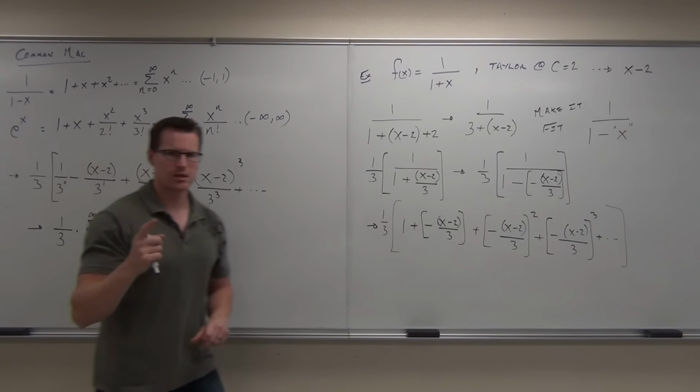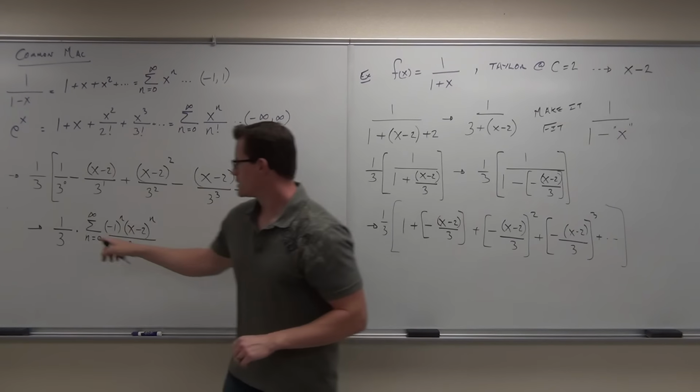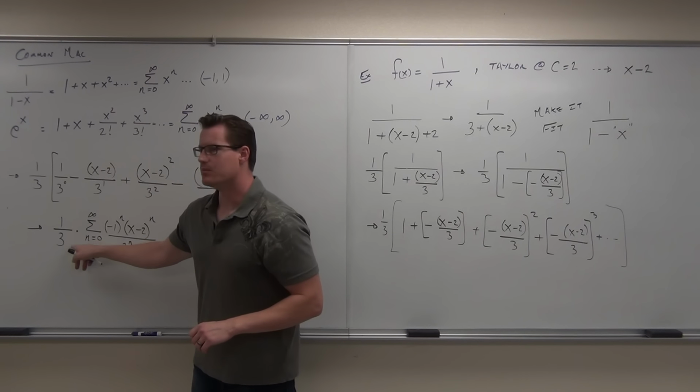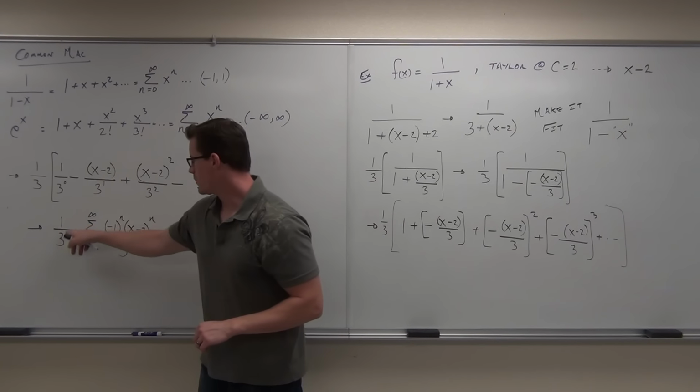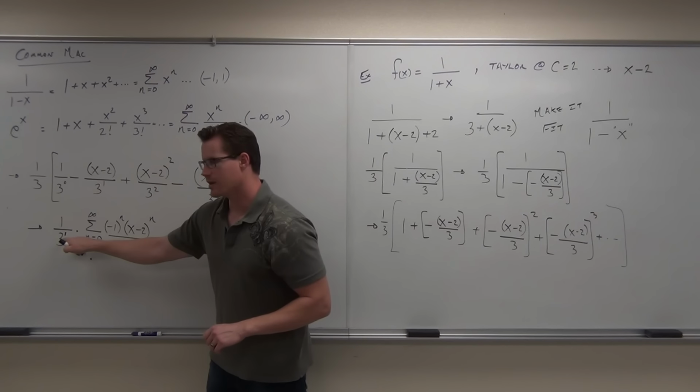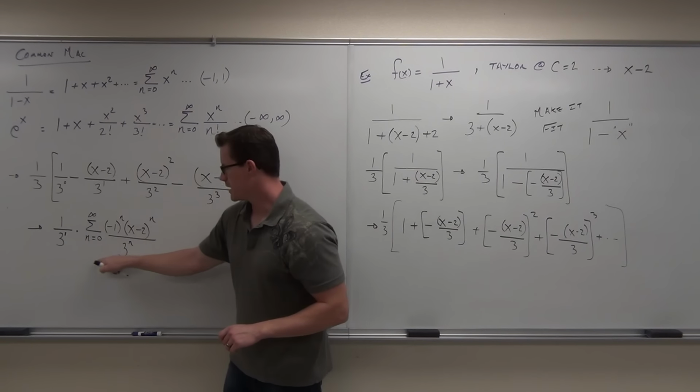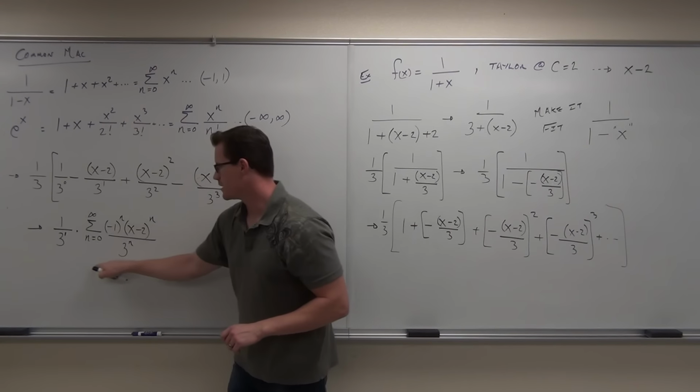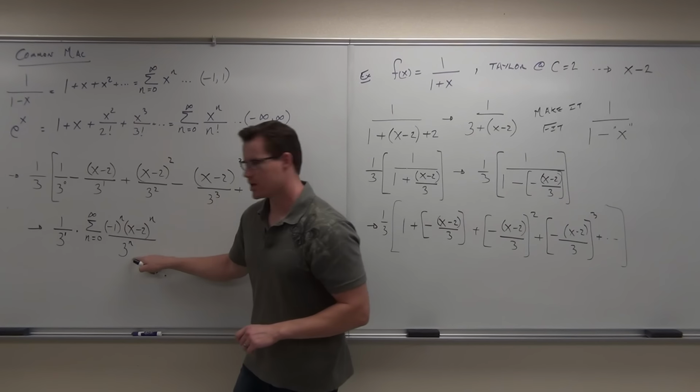There's one more thing we've got to do. It's very easy. Take the 1/3 and move it inside. So if you have 1/3 times this, do you understand this is 3 to the 1st? If you have 3 to the 1st times 3 to the n, you get 3 to the n plus 1.